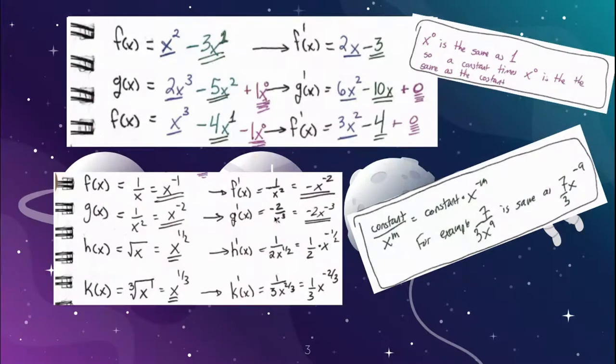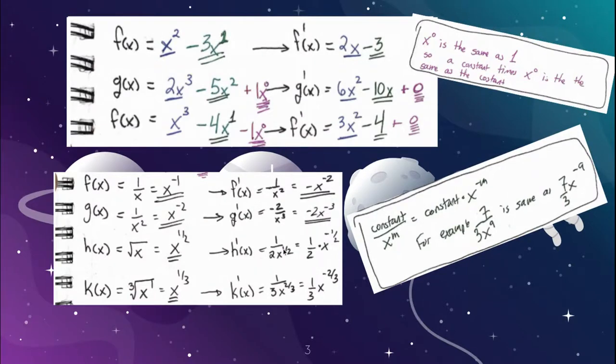Its derivative, which I found to be negative 2 over x cubed, we can rewrite as negative 2x to the negative 3. So the same rule that turns x cubed into 3x squared, isn't that same rule taking x to the negative 2 and turning it into negative 2x to the negative 3? The square root of x, which I can write as x to the 1/2. The derivative, that was this.